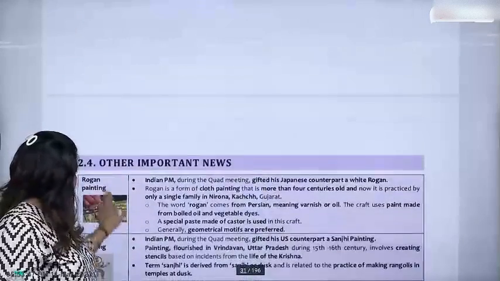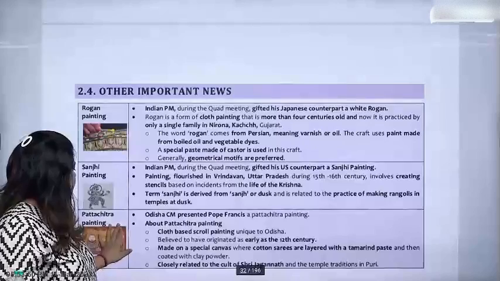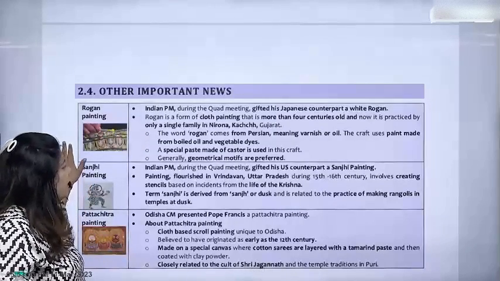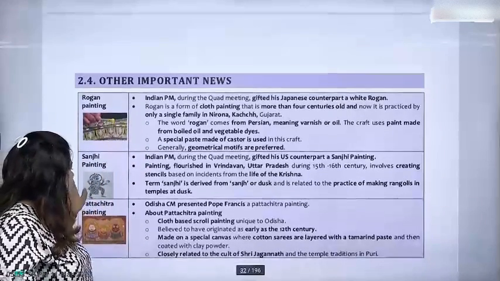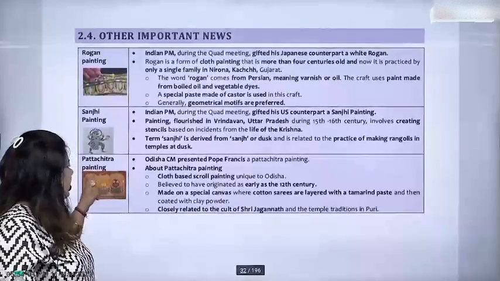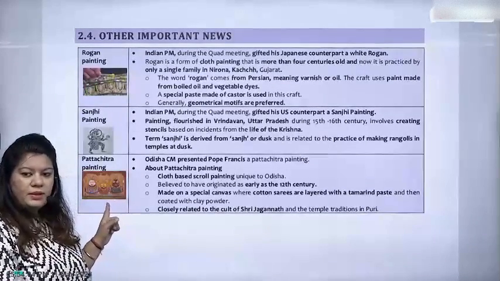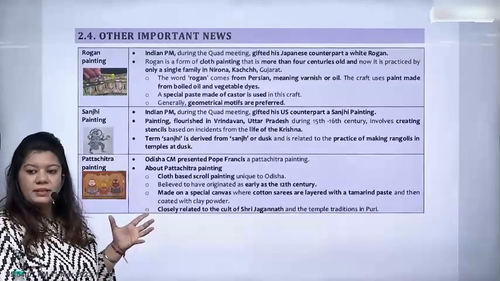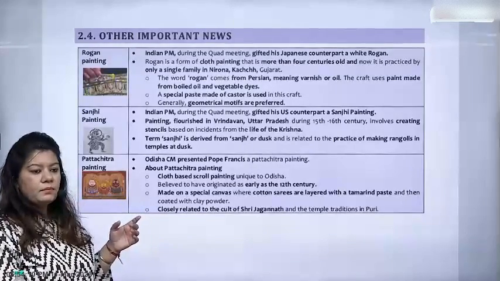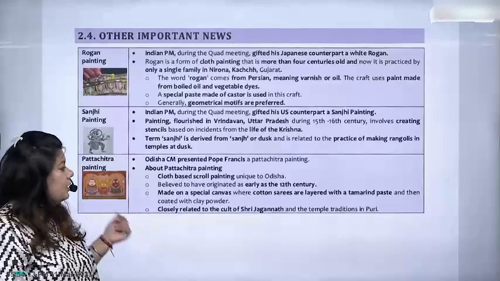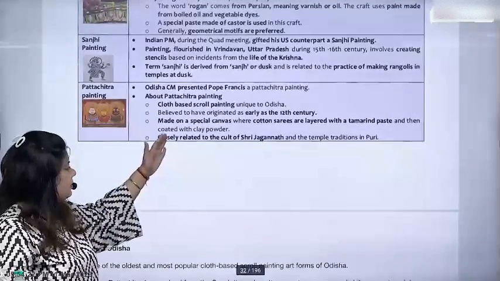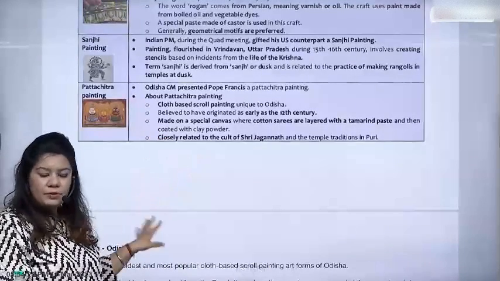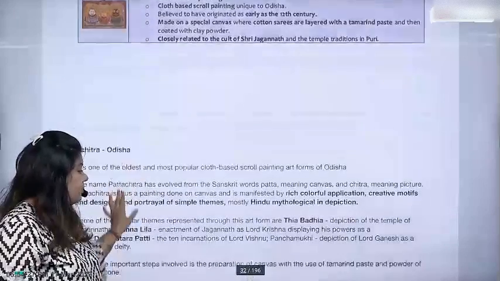Other important news. Again, this painting, I have told you what you have to do. You can just see which region and what kind of painting it is. And a very important painting is Pattachitra painting. What kind of painting is it? Scroll painting. What do you understand by scroll painting? A cloth based painting. Okay? So this is important. Cloth based scroll painting, and it mainly is related to the cult of Sri Jagannath and temple traditions of India. This is also one of the most important facts which you have to remember.